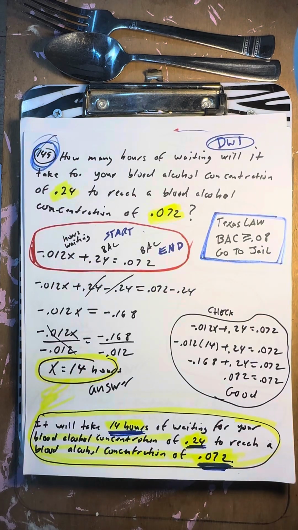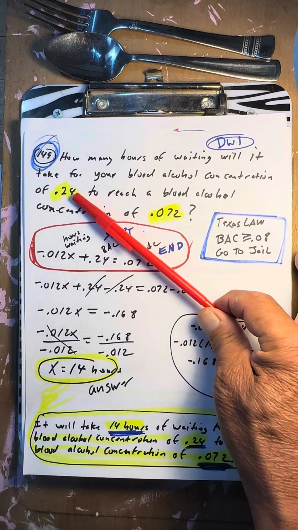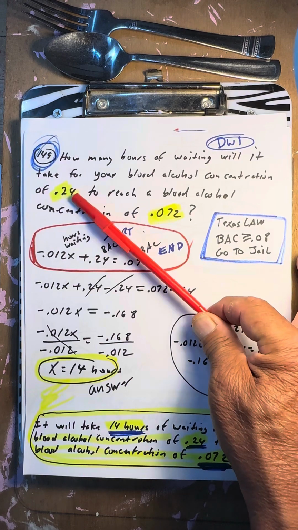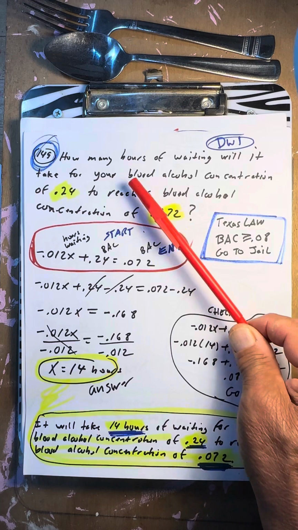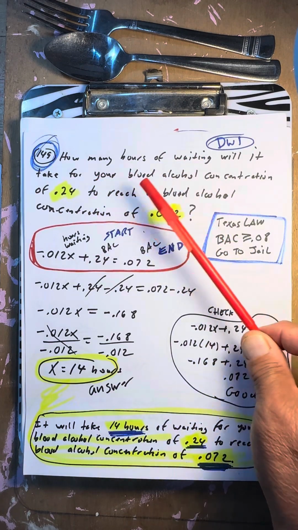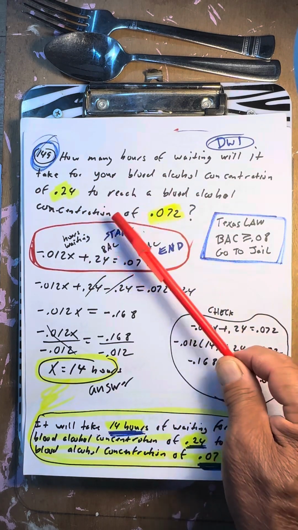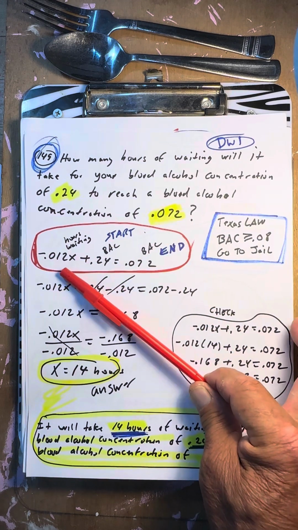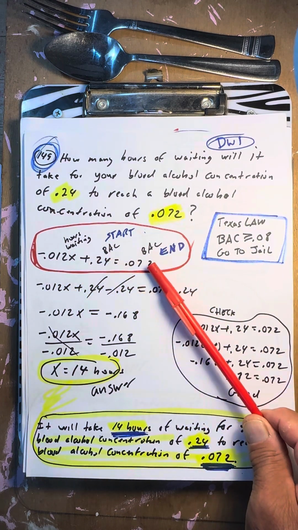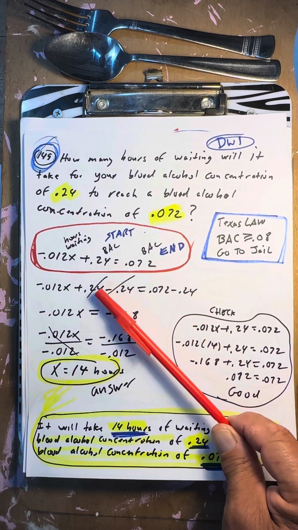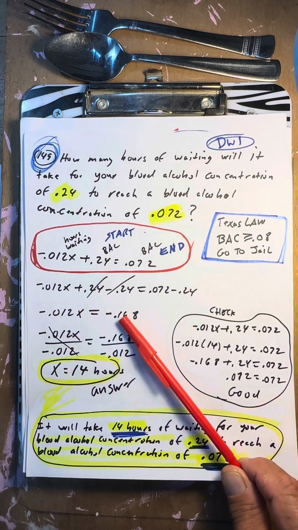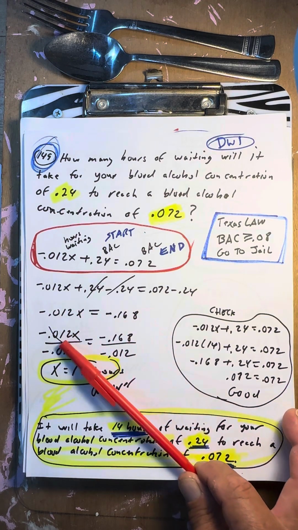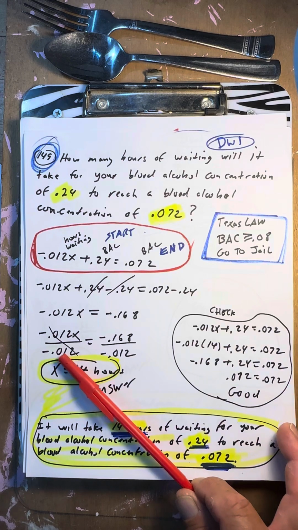A cup of tea. How many hours of waiting will it take for your blood alcohol of 0.24, which is bad, don't be driving, DWI, don't drink and drive, to reach a blood alcohol of 0.072? So formula right there. 0.24, we wanted to get down to 0.072. Subtract 0.24, 0.24. So negative 0.12x equals negative 0.168. Divide both sides by negative 0.12, 0.12.